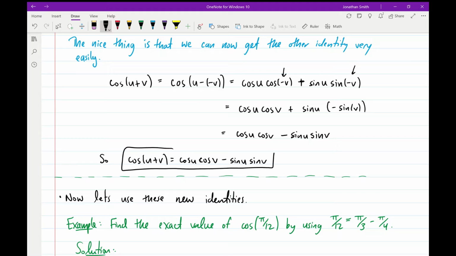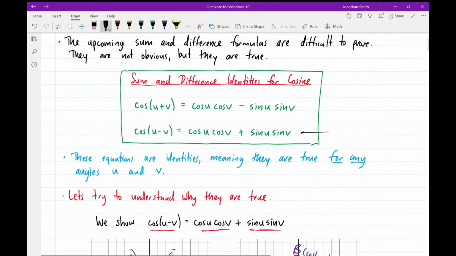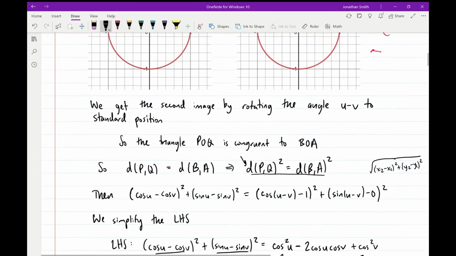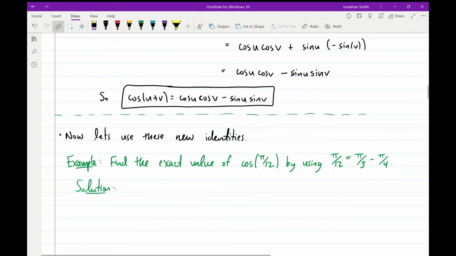So this was the second equation that showed up inside of this box that I had written out here at the beginning. So now we have two new identities that we can use for cosine. If you have the cosine of the sum of two things or the difference of two things, you can rewrite it in this way.